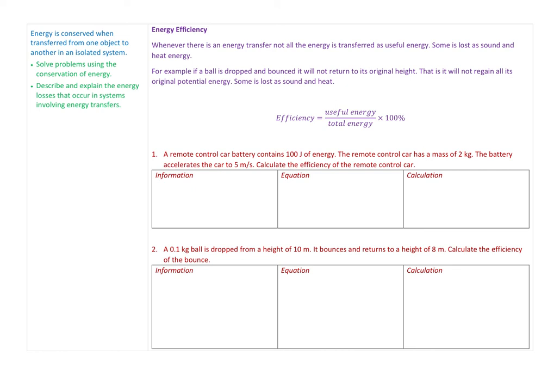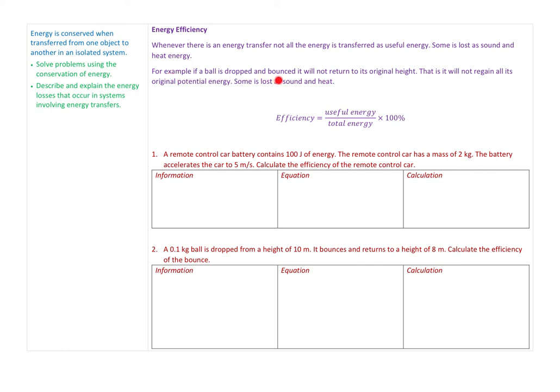So the way we do that often is energy efficiency. You might hear someone talk about the energy efficiency, say, of a new solar cell, and they might say, oh, this is now at 21%. That basically means that it's able to convert 21% of the light energy that strikes it from the sun into electrical energy, which is the useful energy that it produces. Whenever there is an energy transfer, not all the energy is transferred as useful energy. Some is lost as sound and heat energy and other forms as well.